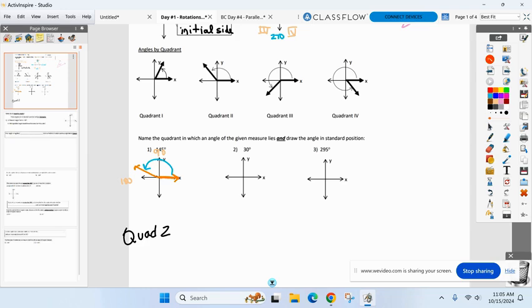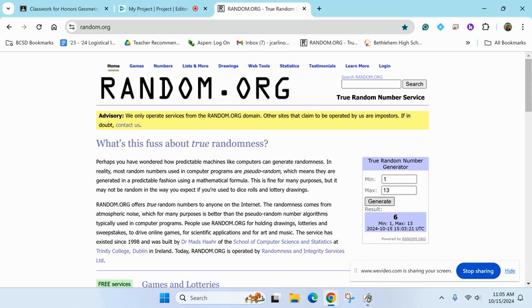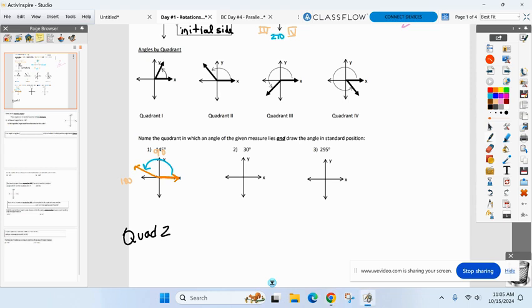All right, let's go 30 degrees. 1, 2, 3, or 4. What quadrant am I in? 30 degrees. Where am I going, Felicia? First quadrant, yep. So quad 1.